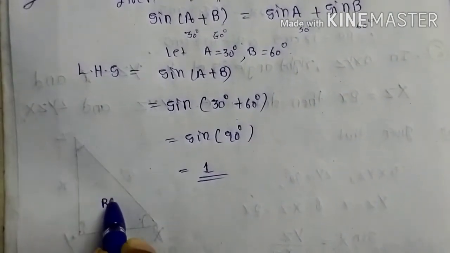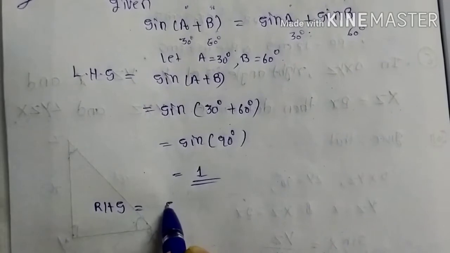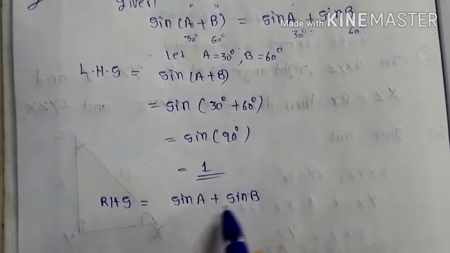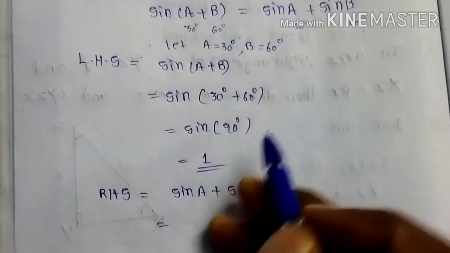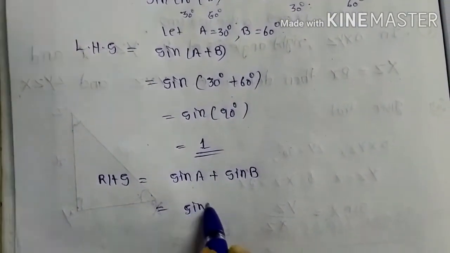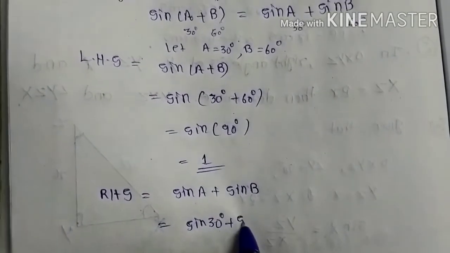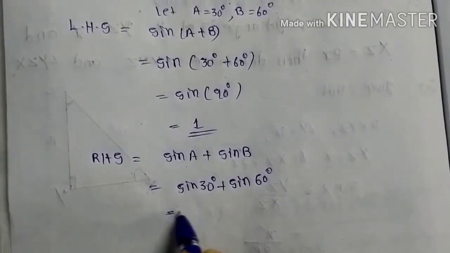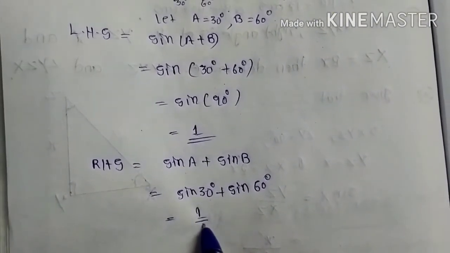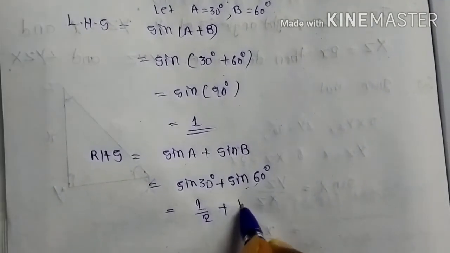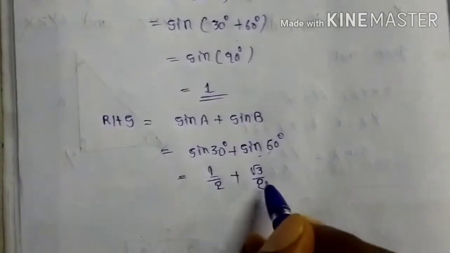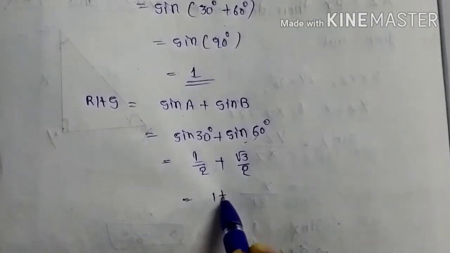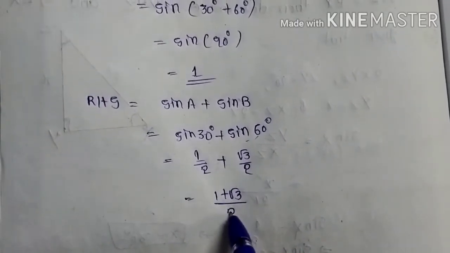Right hand side is equal to sin A plus sin B. See here sin A, that means sin 30 plus sin 60. Sin 30 value is how much? 1 by 2 only. Plus sin 60 value is how much? Root 3 by 2. Both are like fractions. You can add numerator directly. See here, 1 plus root 3 by 2.